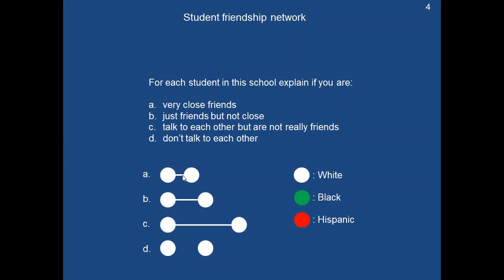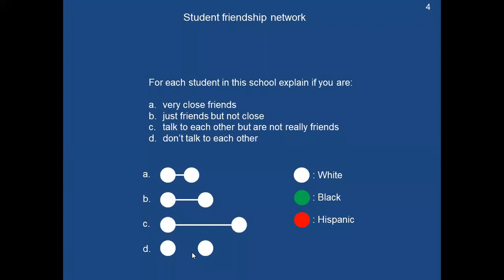So this is going to be a close friendship. This is just friends, but not close. This is going to be, we talk to each other, but we are not really friends. And this no edge between two nodes is going to indicate that the students don't talk to each other. So this is going to be a questionnaire. We are going to go to a school with 500 kids in the United States that contain students from different races, white students, black students, Hispanic students. We are going to ask every student whether they are close friends, just talk or don't talk, to the rest of the 500 students.